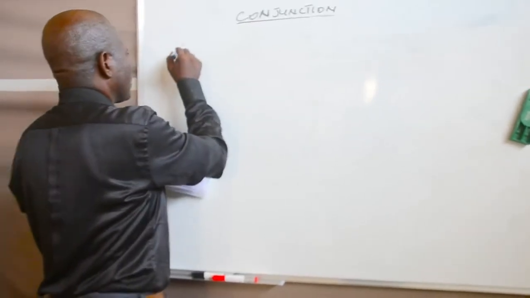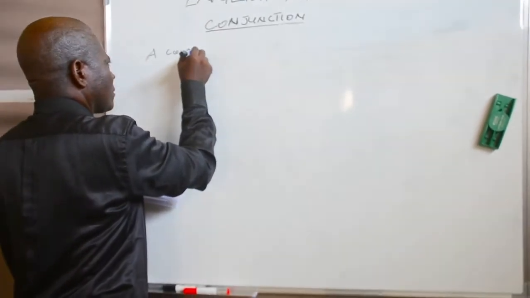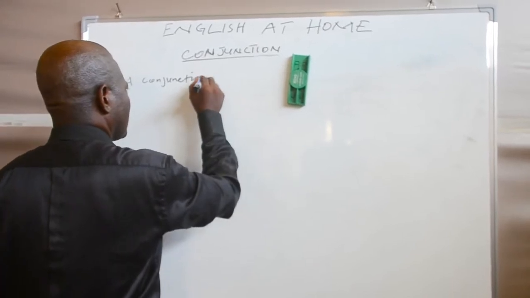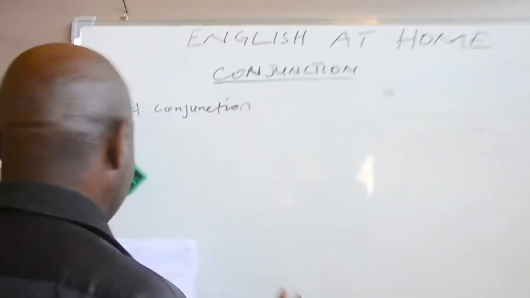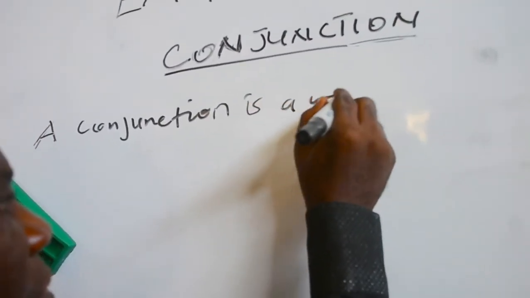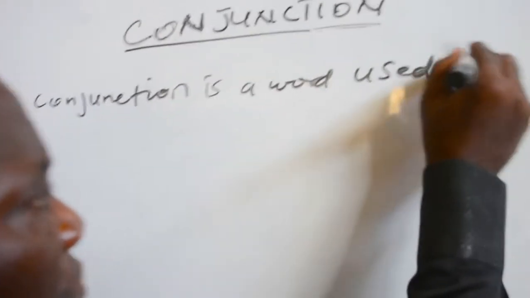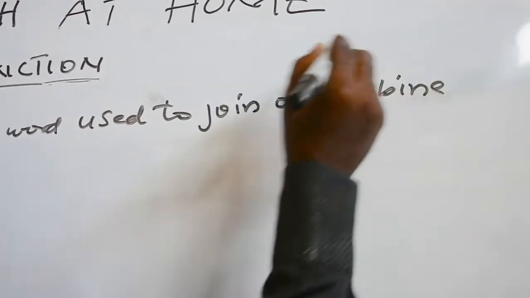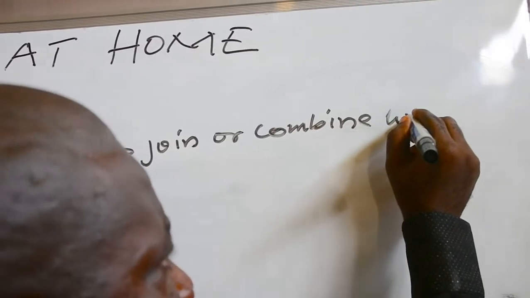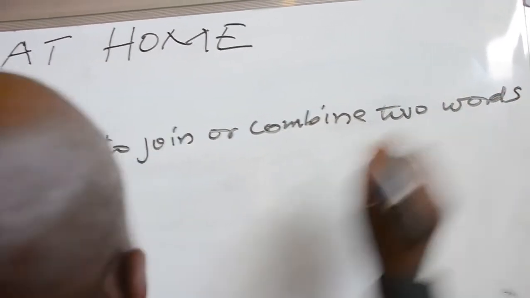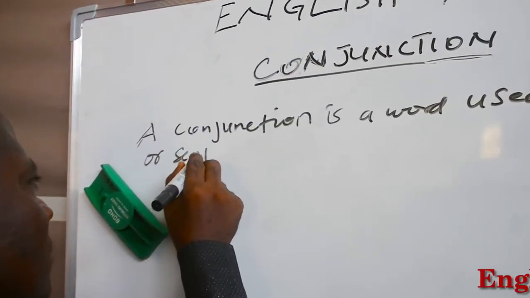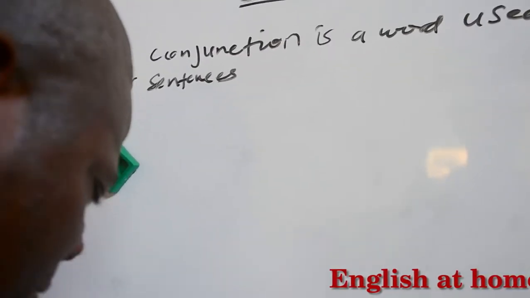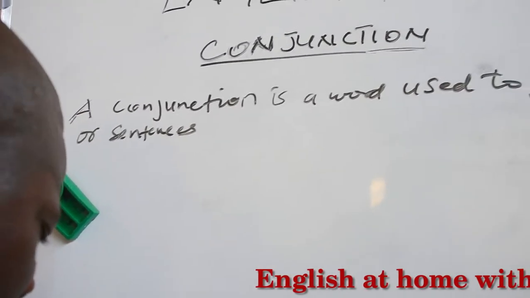Okay, so we are going to define the conjunction. The conjunction is a word used to join or combine two words or sentences. Used to combine two words or sentences.